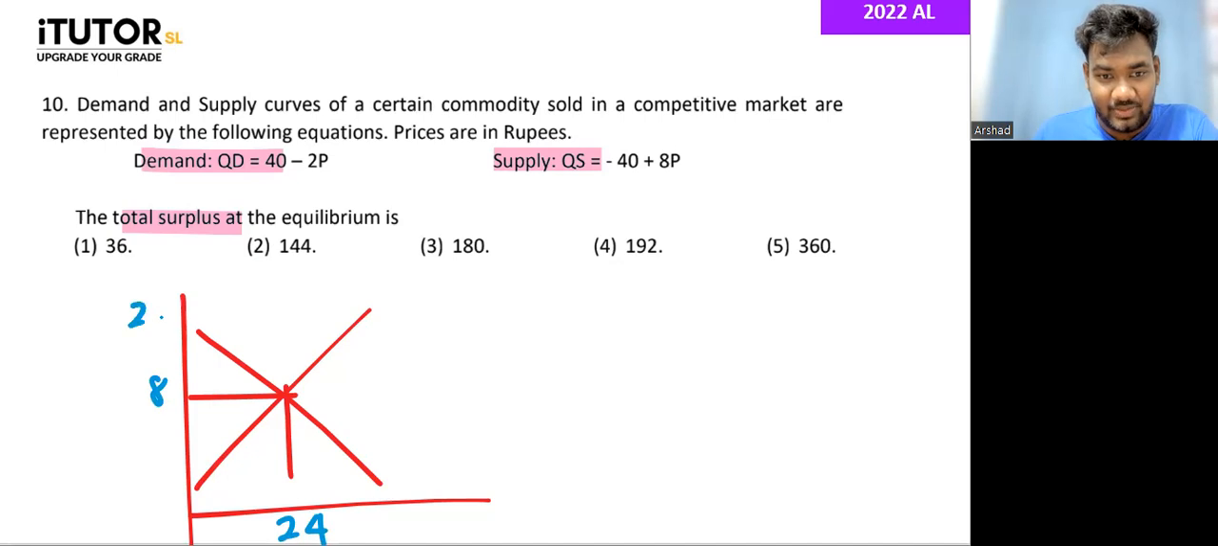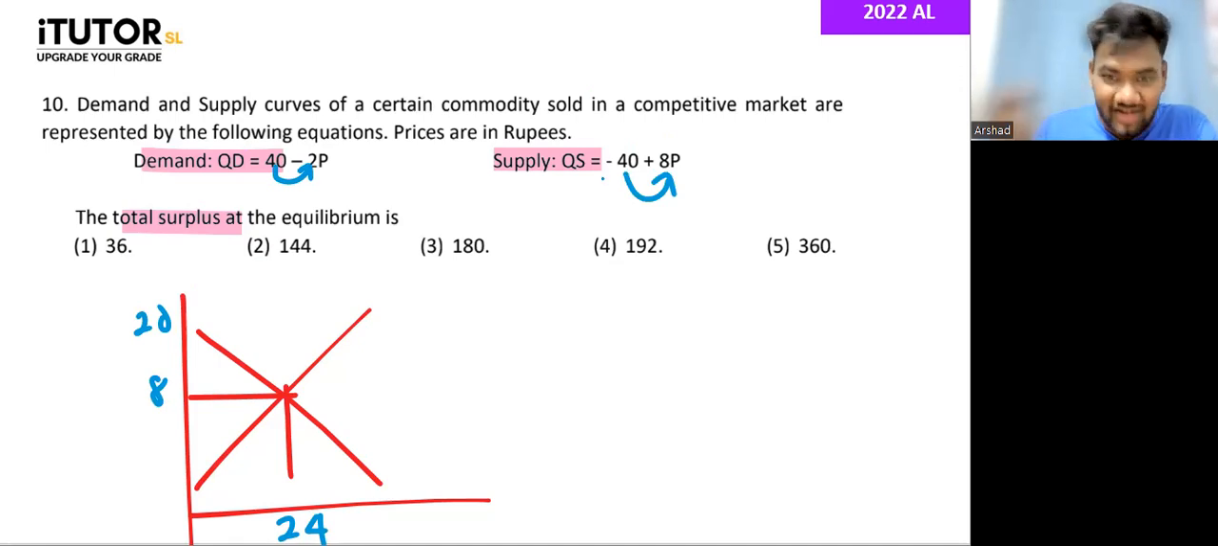Maximum demand price has to be 20. Guys, you know, these are the shortcuts, right? How do you find maximum demand price? Shortcut: 40 divided by 2. Okay, 20. How do you find minimum supply price? Shortcut: 40 divided by 8. This A component divided by the B component. Forget about the negatives and the positives.